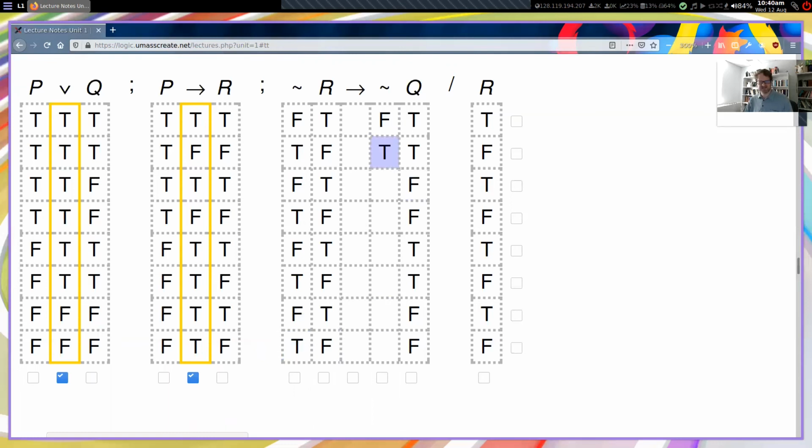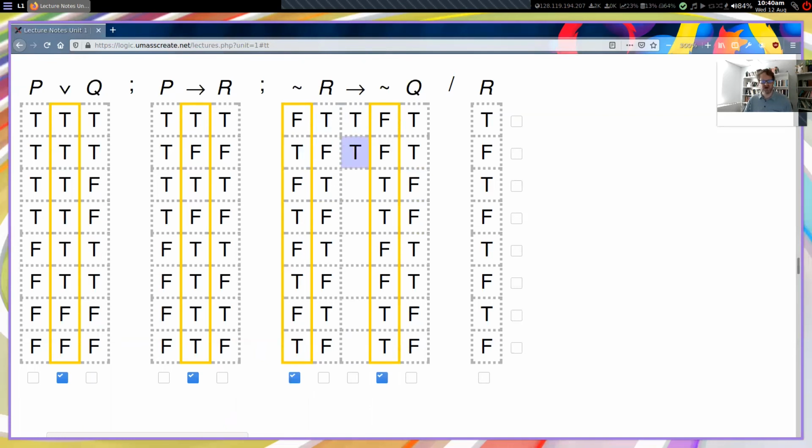This now applies to this Q here, so we'll do the opposite of the Q column. Now look at the 2 negation columns to get the truth or falsity of the arrow. False arrow false is true, true arrow false is false, false arrow true is true, true arrow true is true. That's the truth or falsity of the third premise.